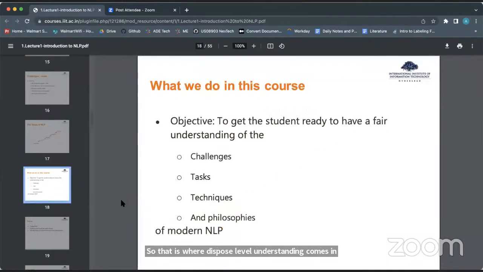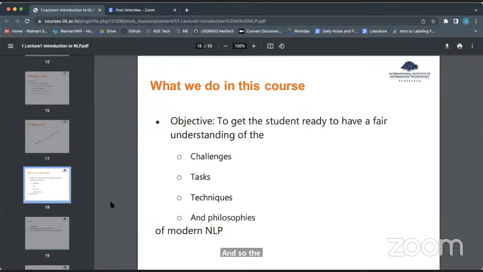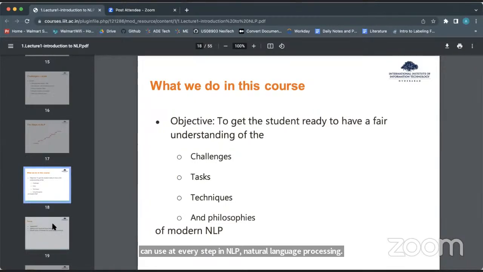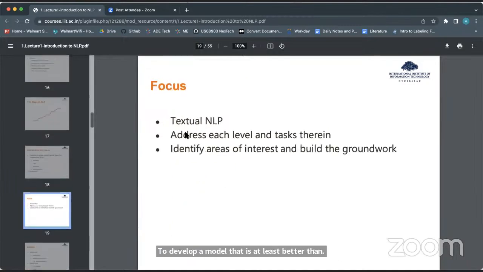So the objective is basically to understand the challenges, what the tasks required are, and what techniques we can use, mathematical, NLP, deep learning or any machine learning, at every step in natural language processing, to develop a model that is at least better than a probabilistic model. The focus would be on textual NLP.